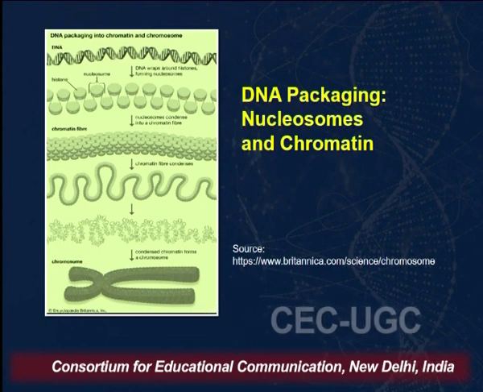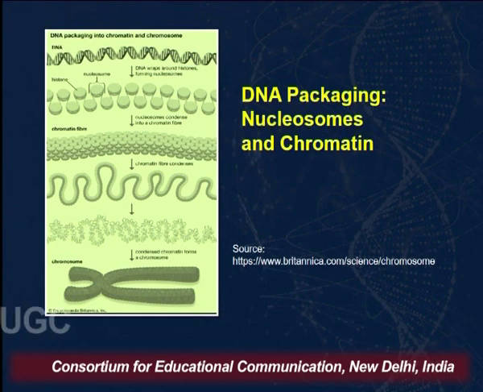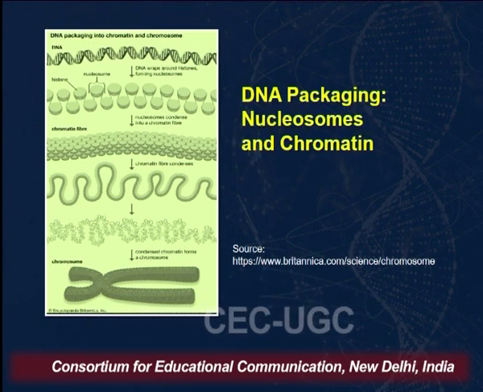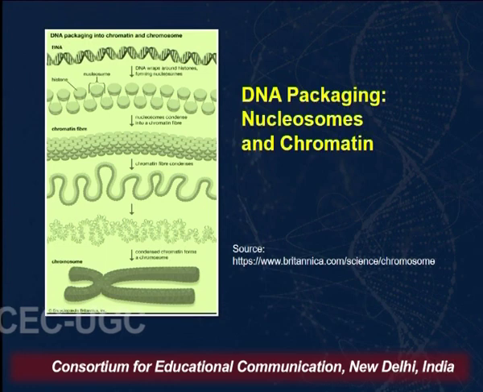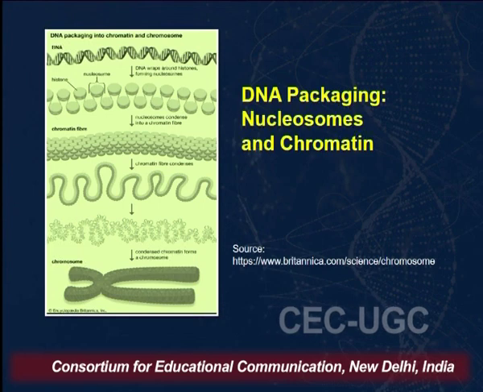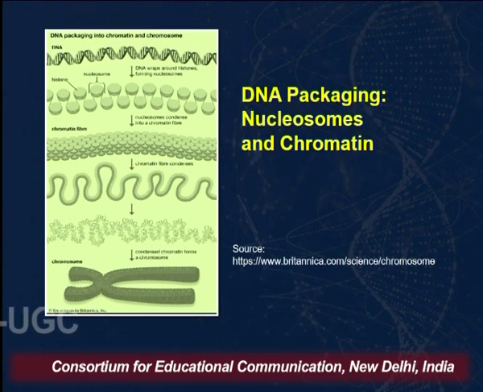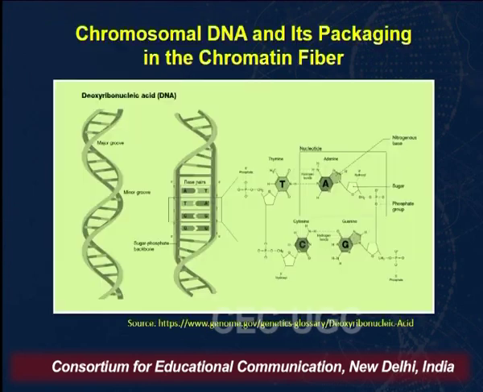Now the DNA packaging into the nucleosome and the chromatin is very important for understanding. The DNA, which is present as the double helix structure, subsequently coils up and forms a compact structure which is called the chromosome. We can see here in the DNA packaging, the nucleosomes are there and subsequently the chromosomes are formed in a packaged form. We will come to understand them in the subsequent slides.